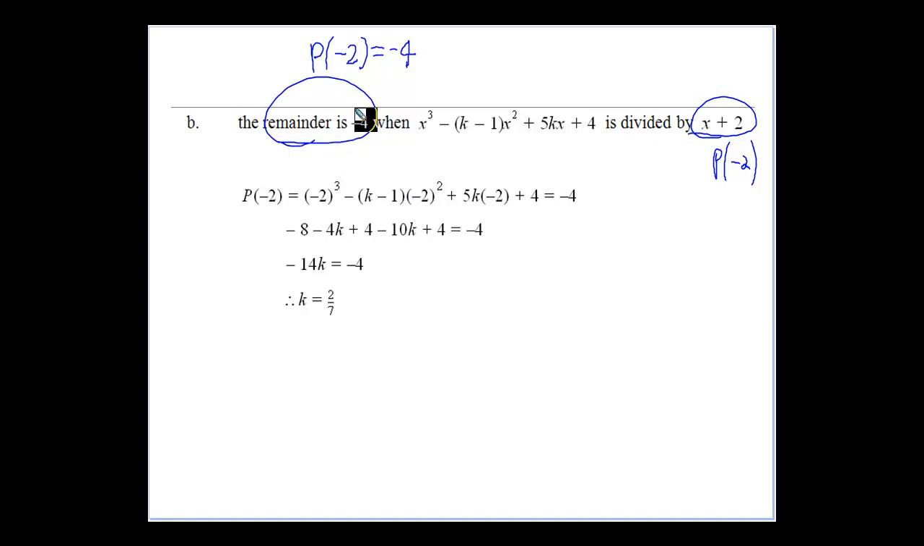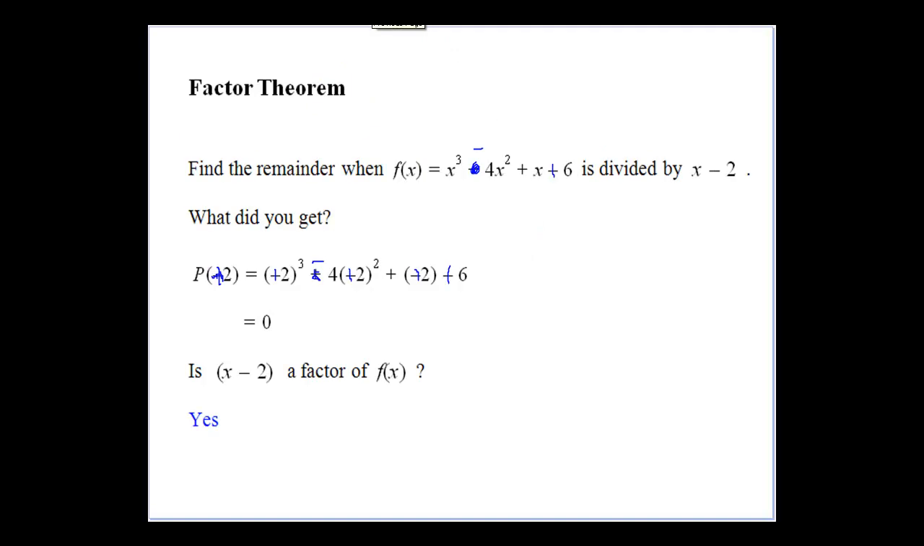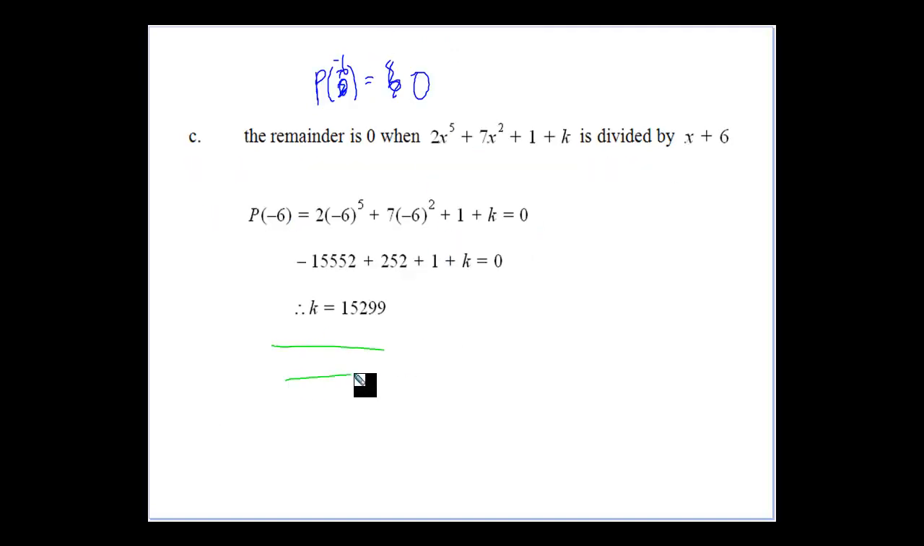Again, the remainder is 4. P(minus 2) is equal to 4 because we're dividing by x plus 2. Do the substitution, set it equal to 4, and we can solve for k. Next, a remainder of 0 when dividing by x plus 6. Again, do the substitution, set it equal to 0, and we're able to find the value of k. So there's our remainder theorem. It allows us to solve a few problems, but it also leads into the next part, which is on the factor theorem.